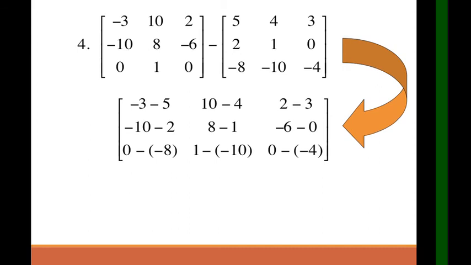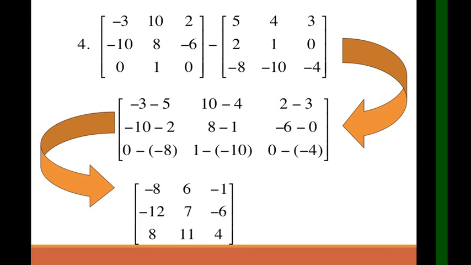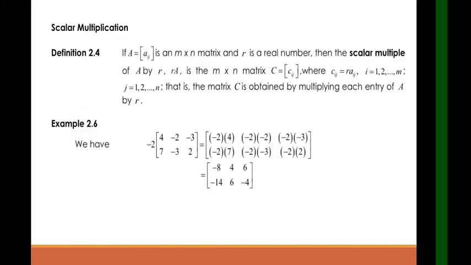square matrices. So we have negative 3, negative 5, 10, negative 4, 2, negative 3, negative 10, negative 2, 8 minus 1, negative 6 minus 0, 0 minus negative 8, 1 minus negative 10, 0 minus negative 4. So the resulting answer, or the result, I mean, is negative 8, 6, negative 1, negative 12, 7, negative 6, 8, 11, and 4.